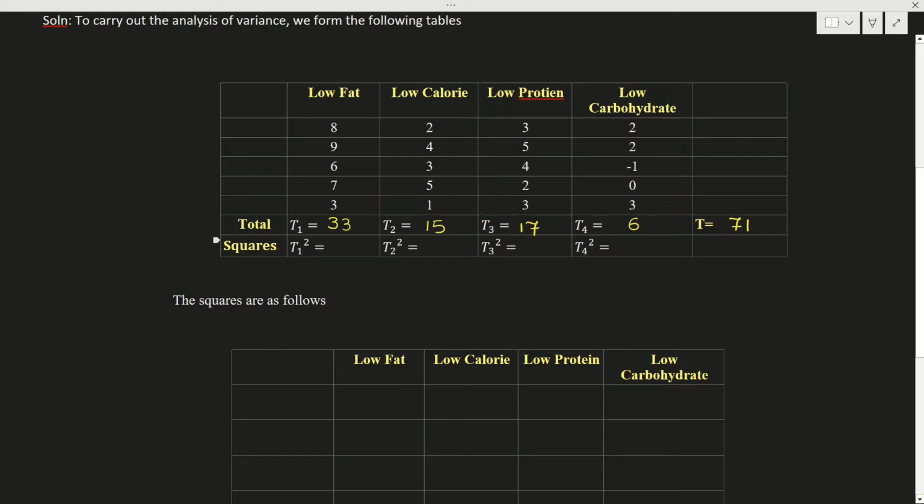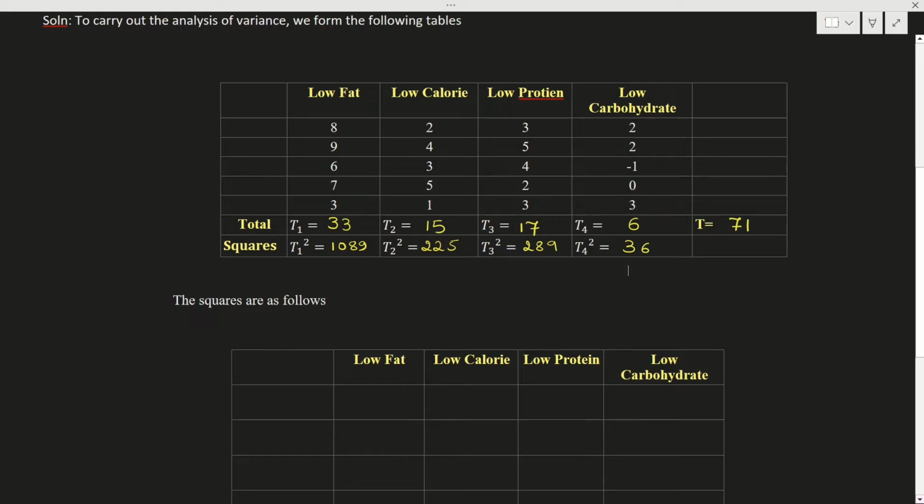Now, just square these T1, T2, T3, T4. So, 33 squared is 1089, 15 squared is 225, 17 squared is 289, and 6 squared is 36. Okay, this is the first table.